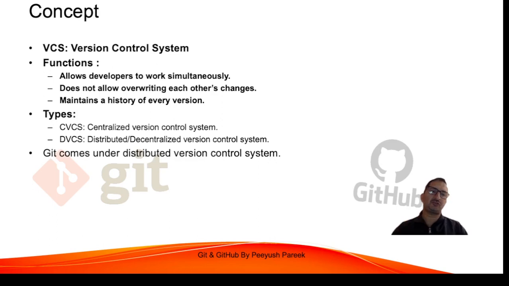So we start with the first topic, that is the VCS, version control system. Basically, what is Git? First we should understand what Git is. Git is an open source software for managing and maintaining the versions of different applications. So we can say that a version control system is implemented using Git.